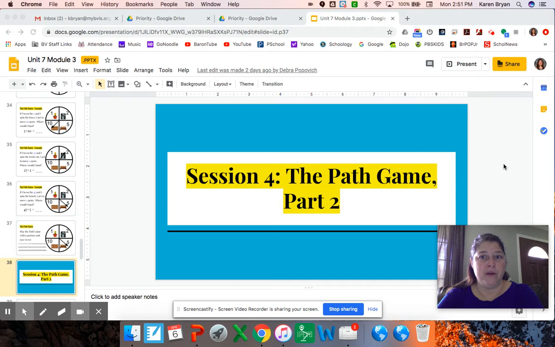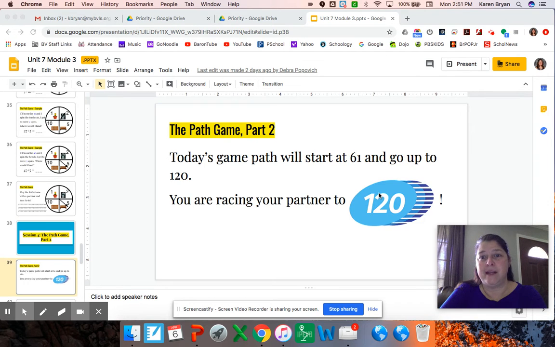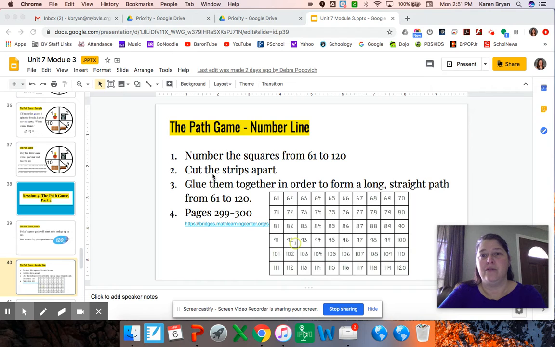So, session 4 is the Path Game Part 2. Hopefully, you got a chance to play yesterday, but if you didn't, you can go back and play it again. Play it today. For Part 2, today's game path will start at 61 and go up to 120. So, that means you might need to add a section. Hopefully you kept it from yesterday and add a new section. Go from 60 all the way up to 120. You are going to race your partner to 120.